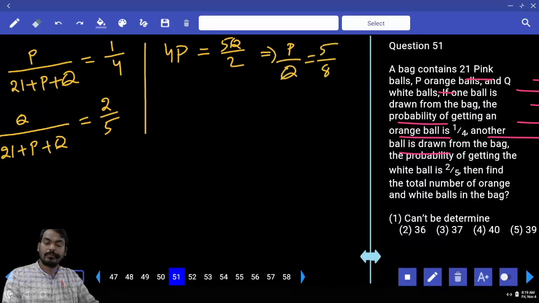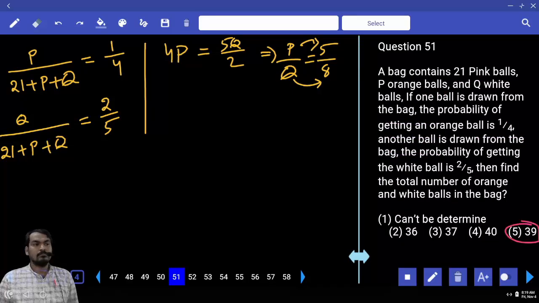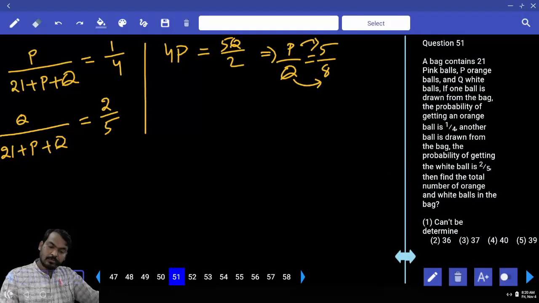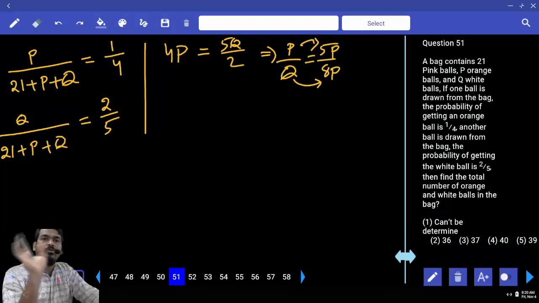P represents how many parts? 5 parts. Q represents 8 parts. What is the sum of the parts? 13 parts. How many options are 13 multiples? Only one. Suppose P I consider 5 parts, Q I consider 8 parts. Okay. What is the ratio? 5:8. Answer will be 13 multiple. How many options? Only one option.